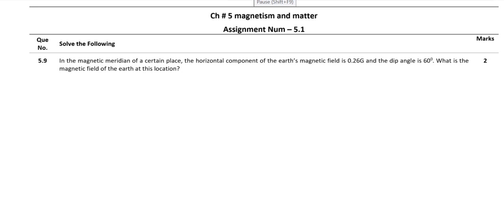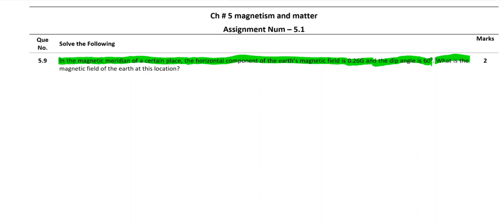Hello students, in this video we have 9th example of chapter 5. The question is, in the magnetic meridian of certain place, horizontal component of Earth's magnetic field is 0.26 gauss and the dip angle is 60 degree. What is the magnetic field of Earth at that location?